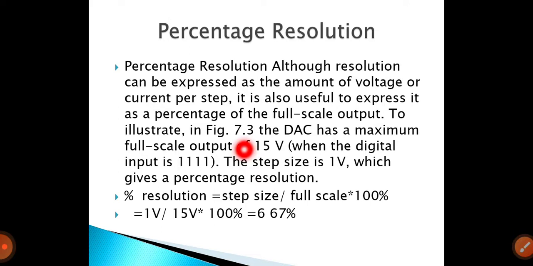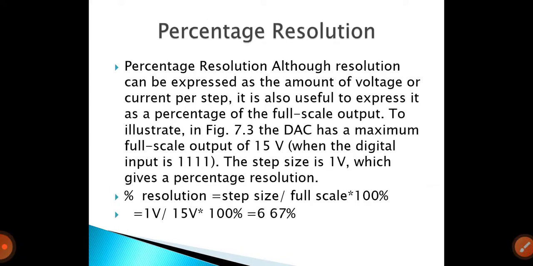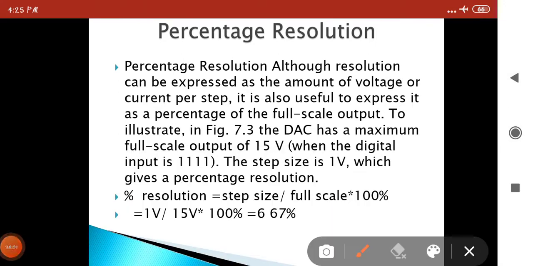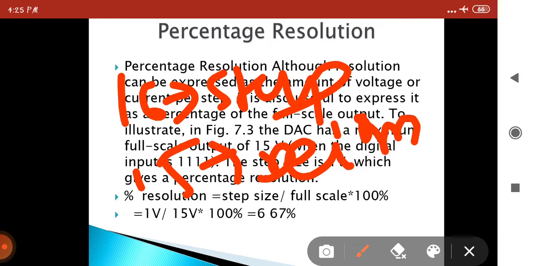In that figure we have explained, the full scale output is 15 volts, the digital input is 1111, and the step size is 1 volt. The percentage is 1 volt divided by 15 into 100, which is 6.67%. This is the resolution of the weighted resistors. 16 steps are there, 15 is the decimal number, with one input and a step size of 1 volt.